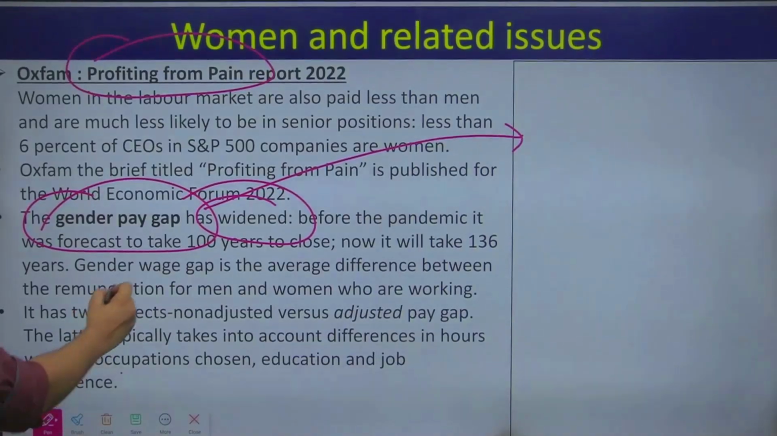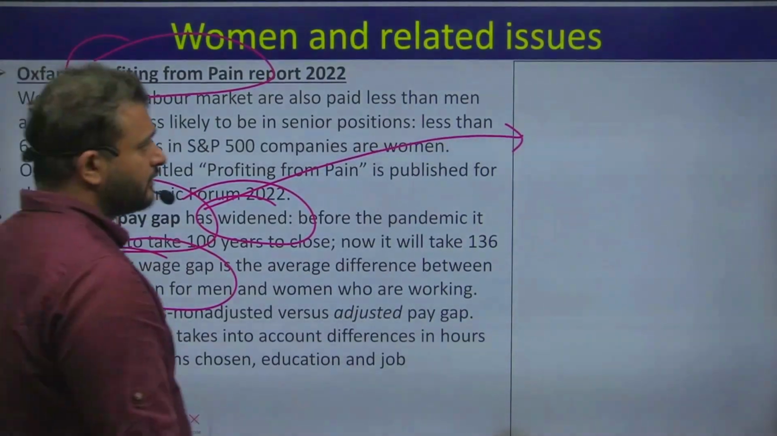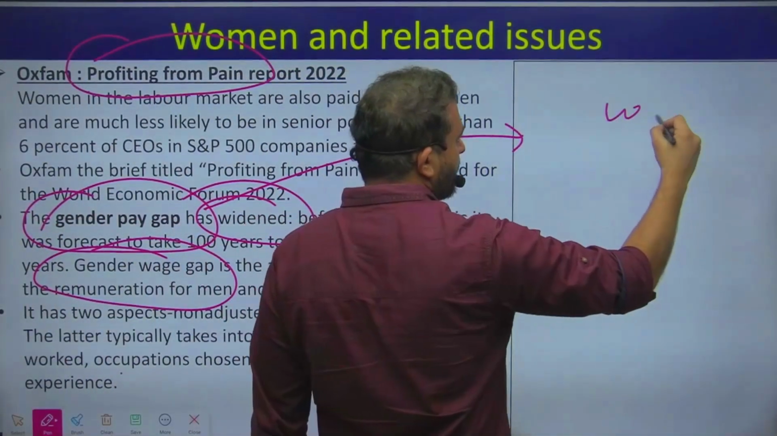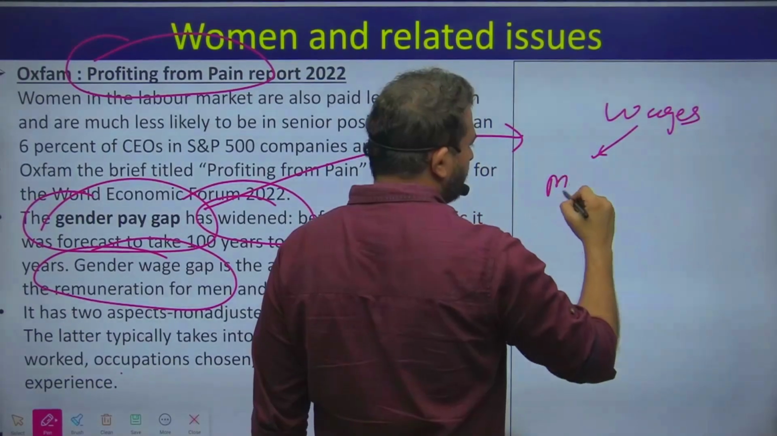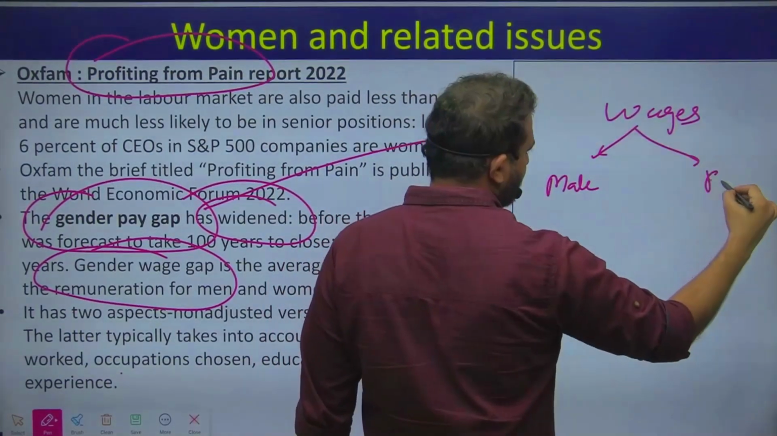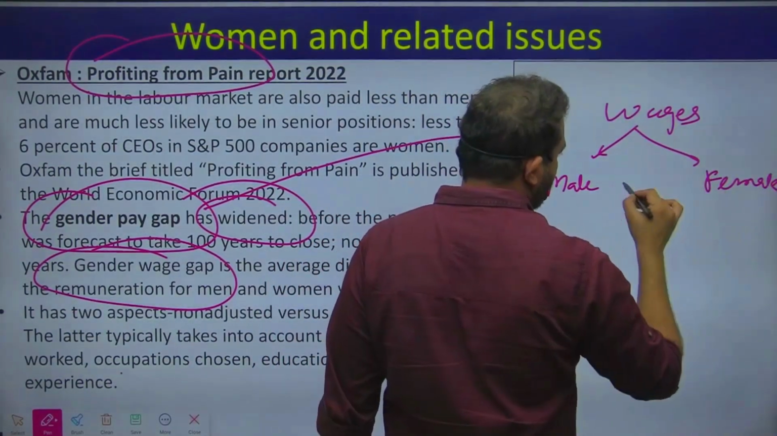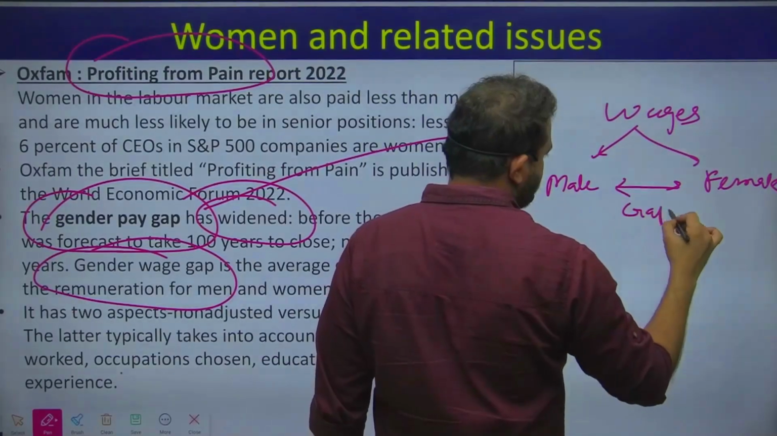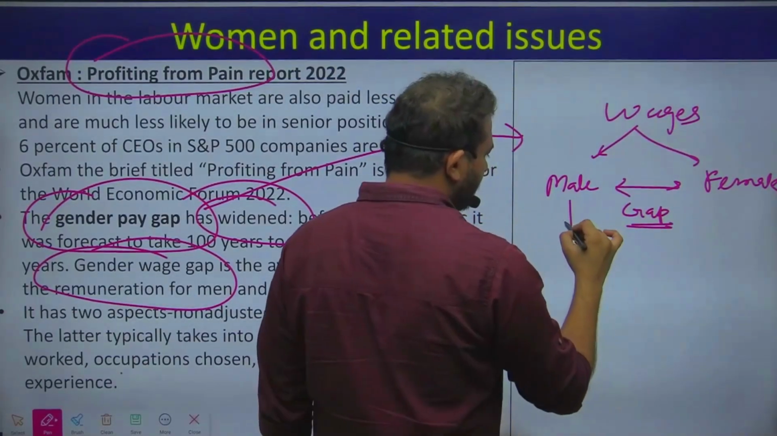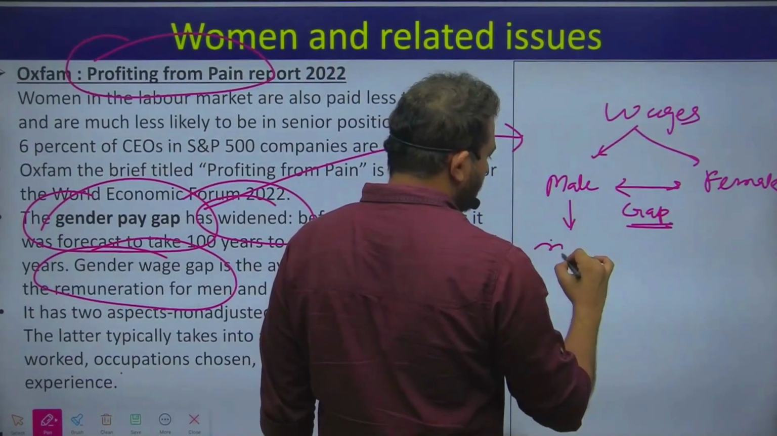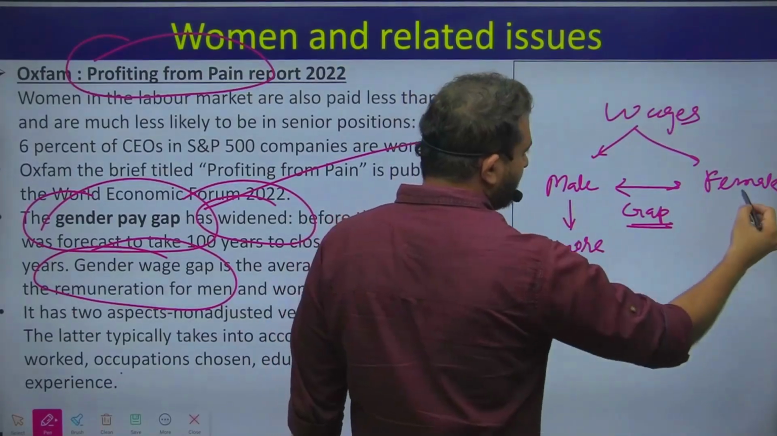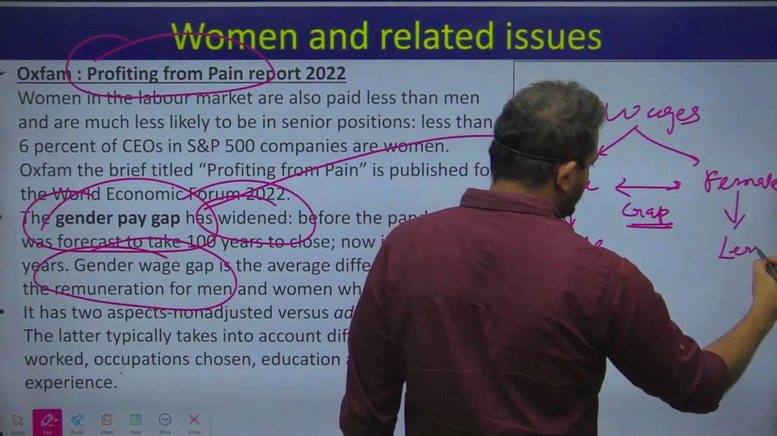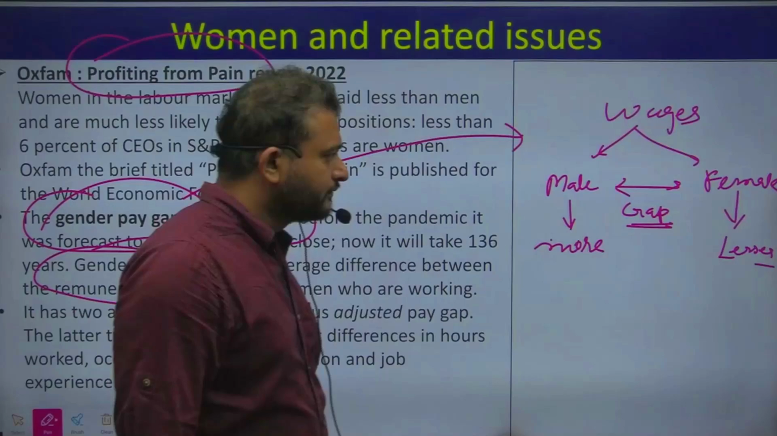The wages distributed to male and female have a large gap. Males are receiving very much, while females are receiving very much lesser wages.